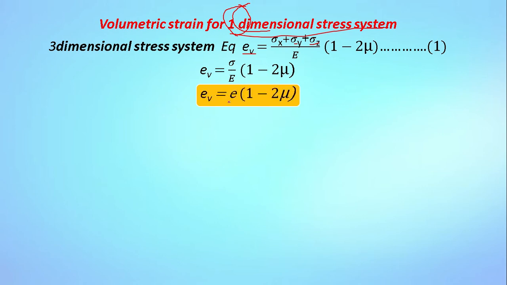So this is also a very important formula. ev is equal to sigma divided by E, times 1 minus 2 mu. Sigma divided by E means this is a linear strain.